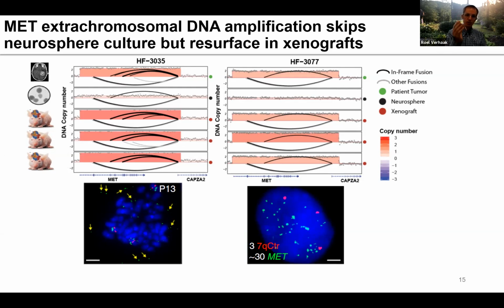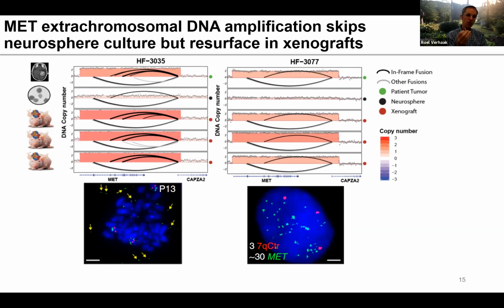So we concluded that there's a MET amplification in the tumor sample, that when we cultured those cells, for whatever reason, that MET amplification is outcompeted, cells containing the MET amplification are outcompeted by cells that do not carry the MET amplification. Maybe because the ligand of the cell surface tyrosine receptor kinase, MET, is no longer present in the neurosphere culture medium, which is the ligand is HGF.